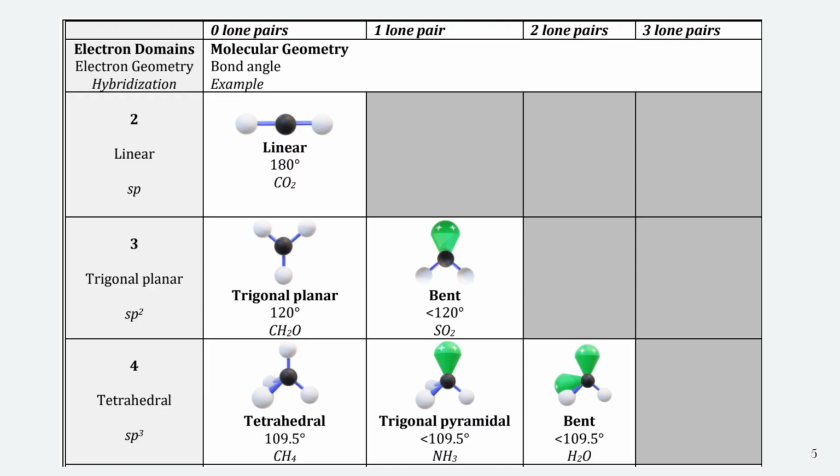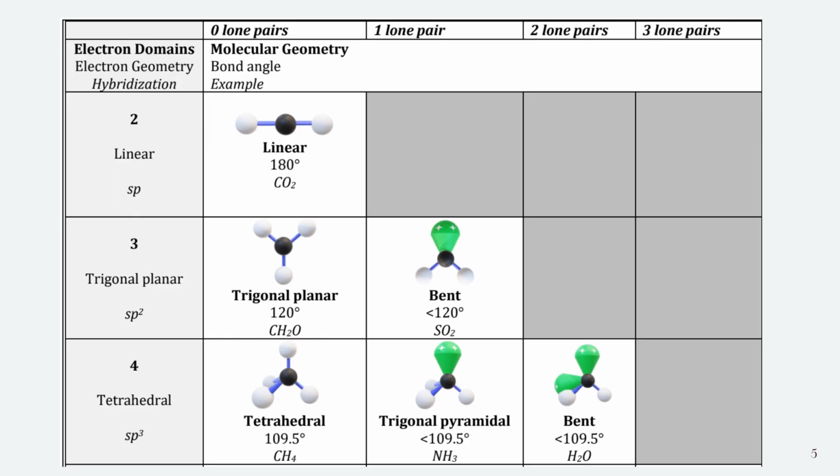You have 3 domains. The electron geometry is always trigonal planar. Hybridization is sp2. So you'll notice the number of domains equates to the sp part of the hybridization. So 3 domains: there's an s and then 2 p, so that equals 3. If you have no lone pairs and they're all bonding domains, it's trigonal planar. That's the same as the electron geometry, 120 degrees. If it's 1 lone pair and then 2 bonding domains, that's bent. The bond angle is less than 120.